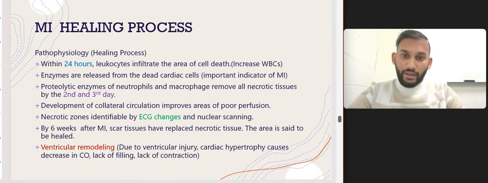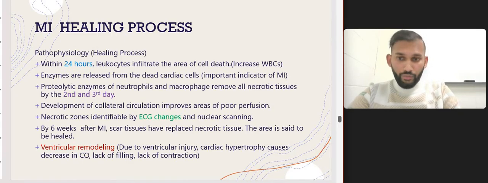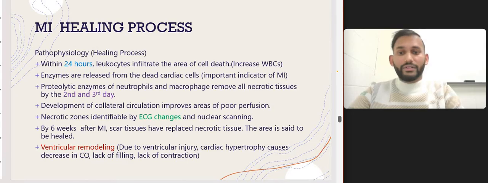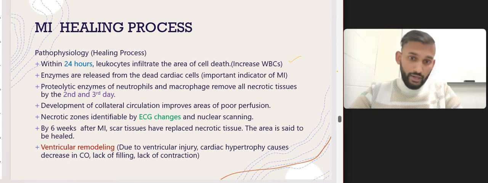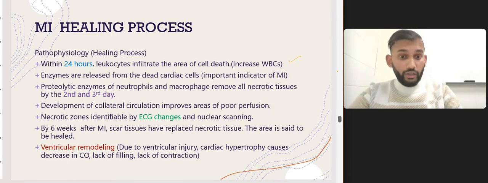I have the MI healing process, which we can read through, but it's not something that's going to be tested heavily. So within the first 24 hours, leukocytes infiltrate the area of the cell death, which increases the white blood cells. Enzymes are released from the dead cardiac myocardial cells, which is important for the indication of the MI.